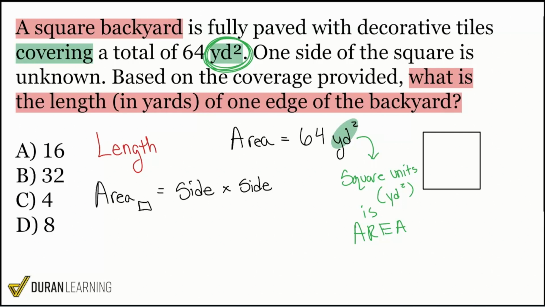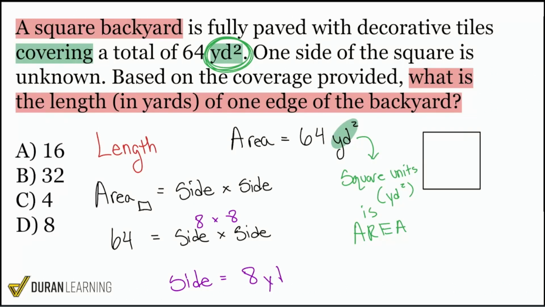Everyone, what are we going to replace the area with? What are we replacing it with? Yeah, 64. Remember, we identified the area as 64. So with that, there we are. Boom, 64 equals side times side. If we just look at this, we might be able to figure this out. What number do we multiply by itself to get 64? Yes, 8. 8 times 8 is indeed 64. And so with that said, we can now say confidently that the side equals 8 yards.